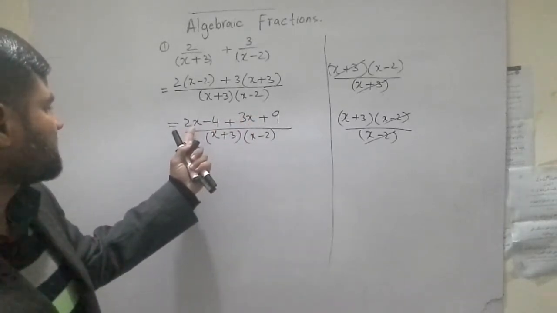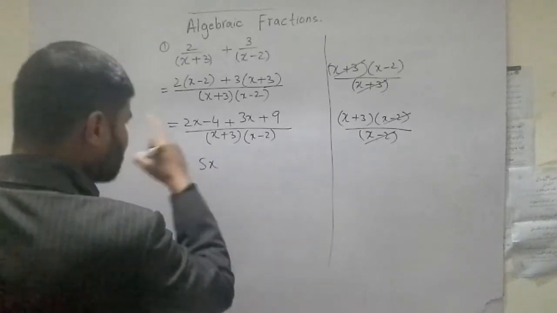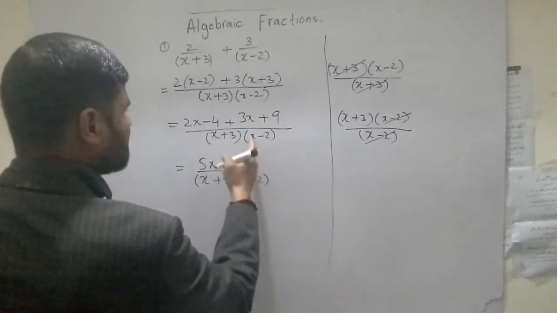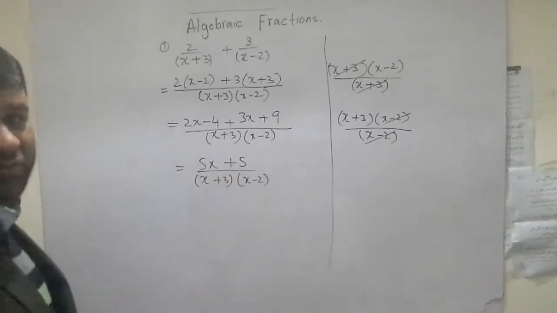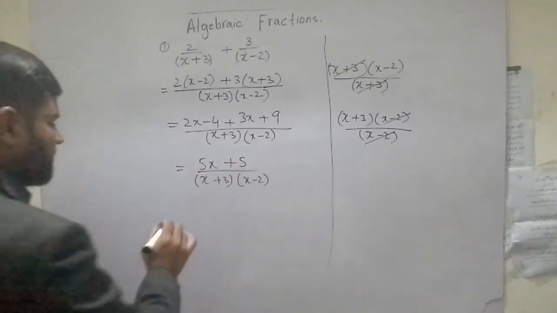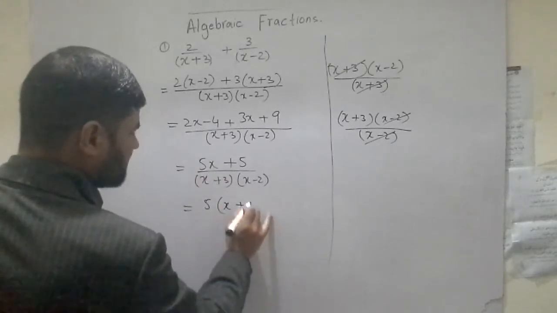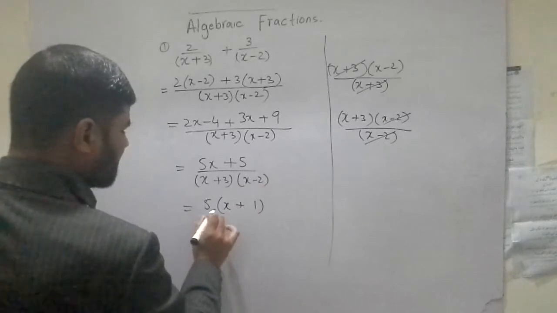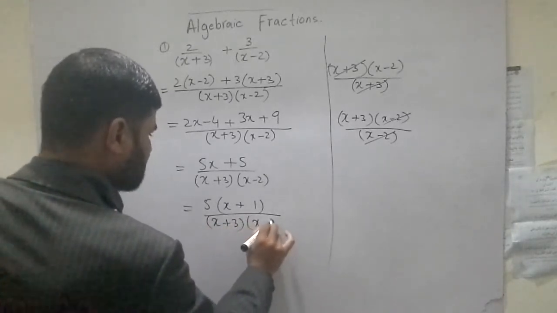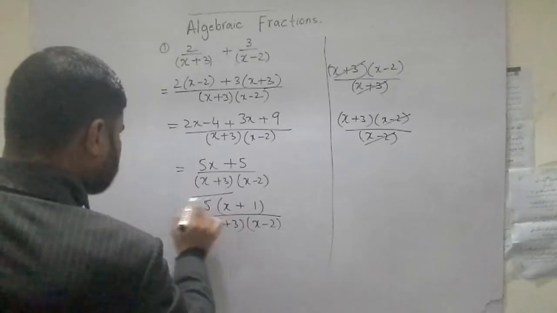But now we can simply add or subtract the like terms. So 2x plus 3x makes 5x, and minus 4 and plus 9 makes plus 5, and in the denominator we have x plus 3 and x minus 2. See, the denominator is coming as it is, and out of this expression we need to write our answer in simplified form. This 5x and 5 have 5 as a common factor, so we can take 5 as common, and inside we are left with x, since 5 times x makes 5x, and plus 5 times what makes 5? 5 times 1 makes 5. And at the denominator you will have just the same thing. So this is our final answer here.